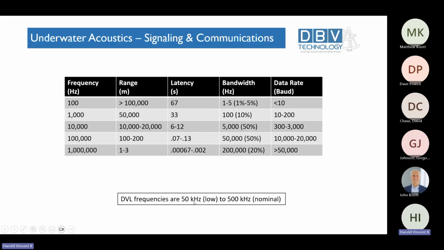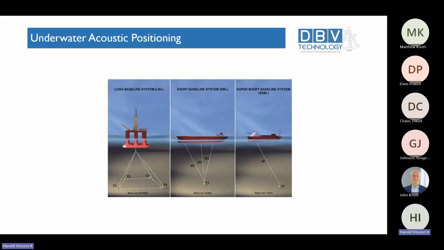There are some lower frequency DVLs that exist that will give you longer ranges. The challenge there is that at the lower frequencies, the resolution and accuracy of the Doppler shift, and therefore your speed, is reduced, with the trade-off of obtaining the longer ranges. So shifting for a minute now to underwater acoustic positioning techniques, you have long baseline, short baseline, or super short baseline, which is also referred to as ultra short baseline.